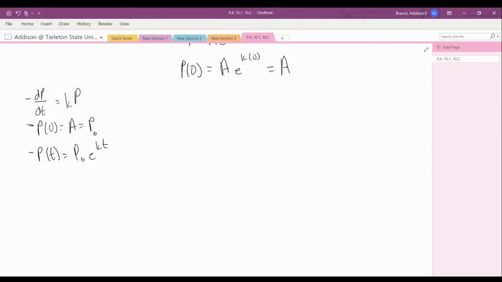Another fun fact with this is our relative growth rate. Our growth rate is dP over dt, and dividing by our actual population gives k, from our first equation. So our relative growth rate is always constant.